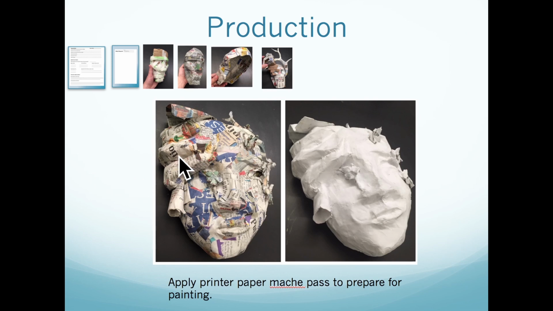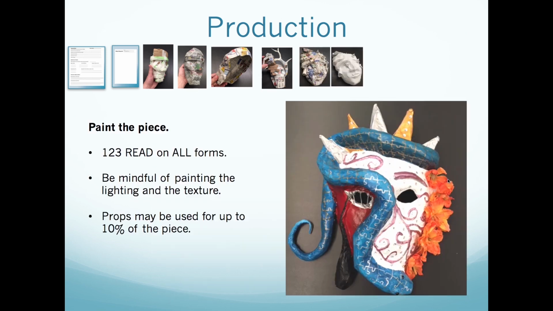It'll probably look like this, and then when it's time to paint, apply a printer paper mache pass to clean it, seal it, and hide any of those coupons showing the monthly deals so they don't show through the colors. At the very end, you'll have something that's like this. When you paint it, have a 1, 2, 3 read on all forms. Be mindful of painting textures and light on your piece, and you are allowed to use up to 10% of your artwork to be composed of props. For example, this student had a small portion that was composed of fake flowers.